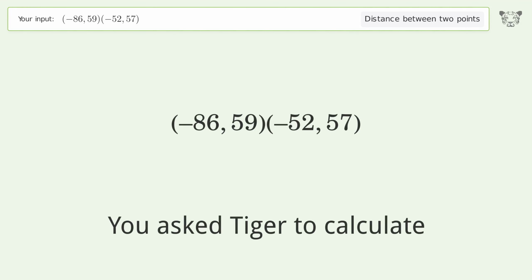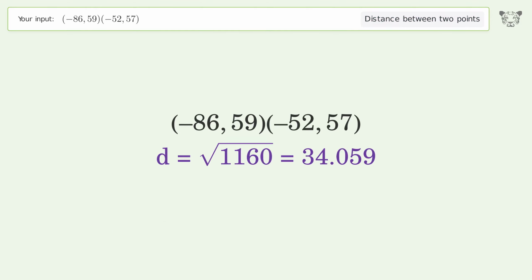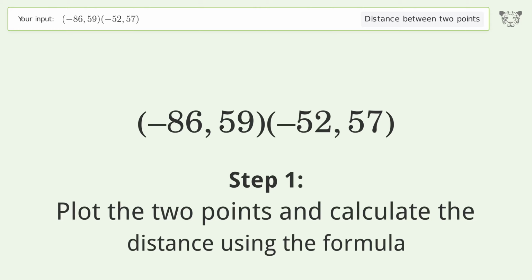You ask Tiger to calculate. This deals with the distance between 2 points. The distance between the 2 points is the square root of 1160, or 34.059. Let's solve it step by step. Plot the 2 points and calculate the distance using the formula.